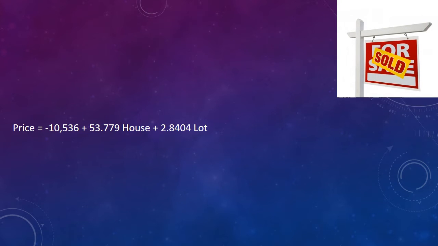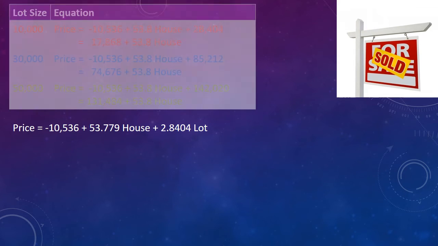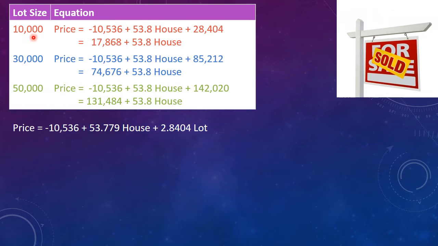Let's take a closer look at what those slopes mean. Here we have three variables, house size, lot size, and price. It can be challenging to visualize three variables at once. Instead, let's choose several values for lot size and look to see what happens to the linear equation. When lot size is 10,000, our equation is price equals negative 10,536 plus 53.8 times house size plus 28,404. But we can simplify this by adding the negative 10,536 and the 28,404, giving price equals 17,868 plus 53.8 times house size.